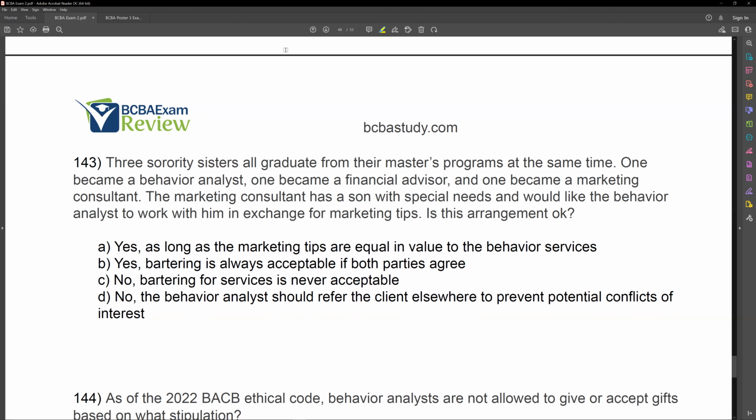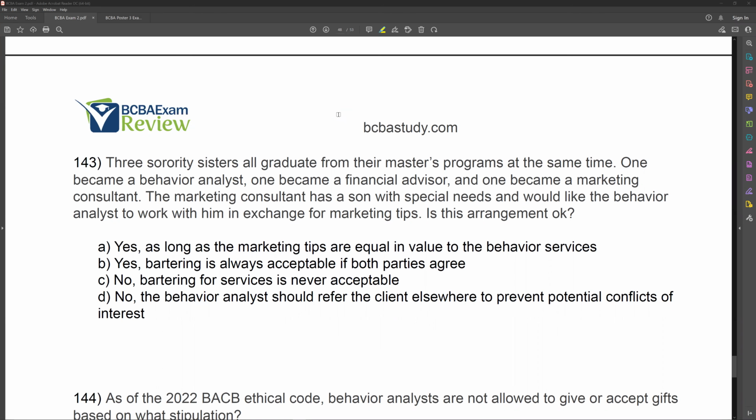interest. 143, three sorority sisters all graduate from their master's programs at the same time. One became a behavior analyst, one became a financial advisor, and one became a marketing consultant. The marketing consultant has a son with special needs and would like the behavior analyst to work with him in exchange for marketing tips. Is this arrangement okay?